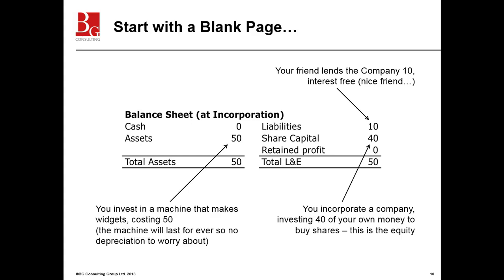We take those funds and invest in a machine that makes widgets costing 50. The machine will last forever, so if you're familiar with the concept of depreciation, we can ignore it for now. So we have a balancing balance sheet. Total assets 50, matching with total liabilities and equity of 50. And as I mentioned earlier, another way of looking at this is uses of funds, our assets of 50, matching sources of funds, which has come from both liabilities and equity of 50.